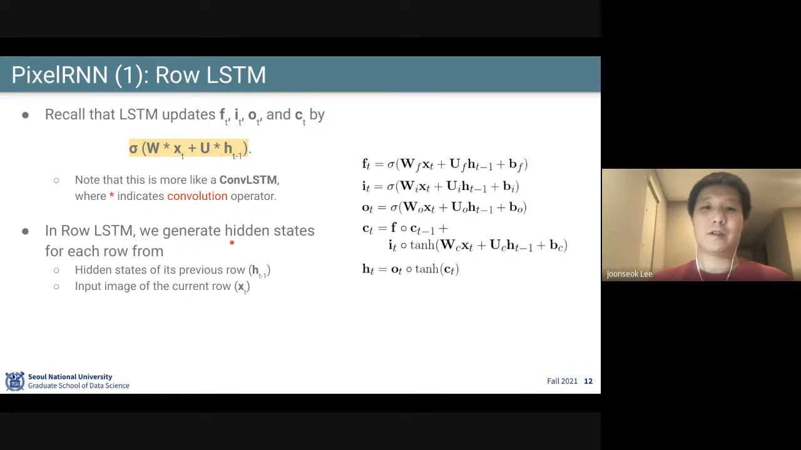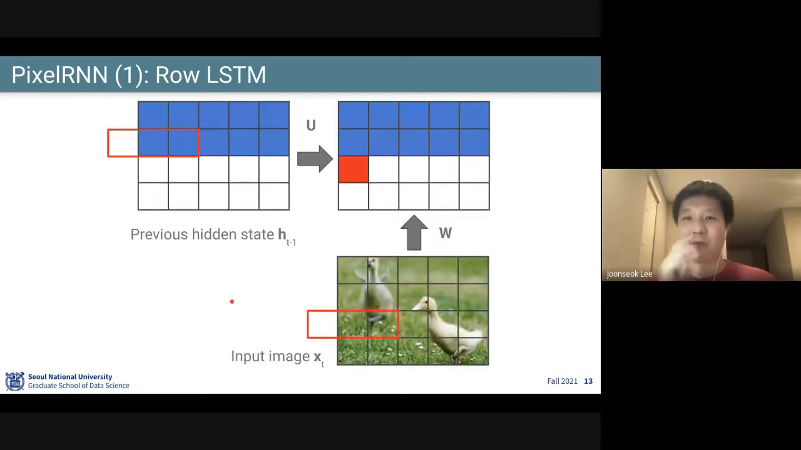So they generate the hidden states for each row from the hidden states of the previous row and the image of the current row. So let's see, what does that mean? Suppose we have generated the first 2 rows already. And then our goal is generating the first pixel of the third row. And then where do they actually look?